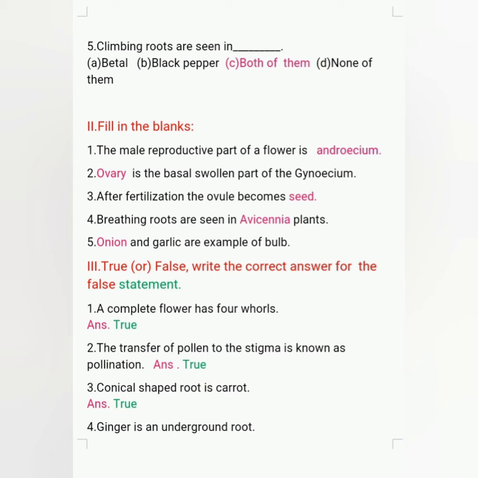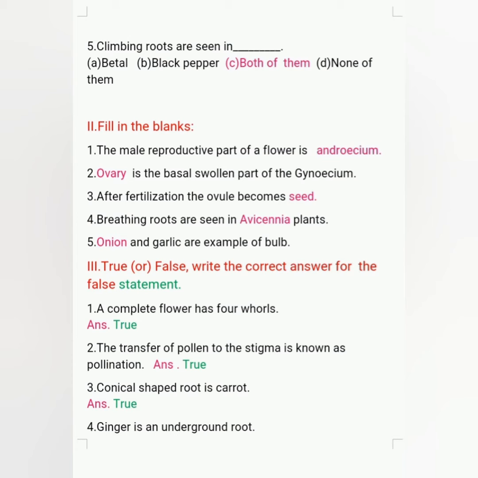Question number 3. After fertilization, the ovule becomes dash. The correct answer is seed. Question number 4. Breathing roots are seen in dash plants. The correct answer is Avicennia. Question number 5. Dash and garlic are examples of bulb. The correct answer is onion.